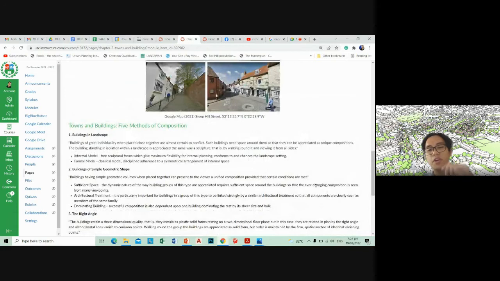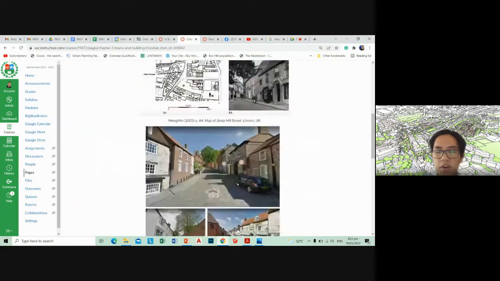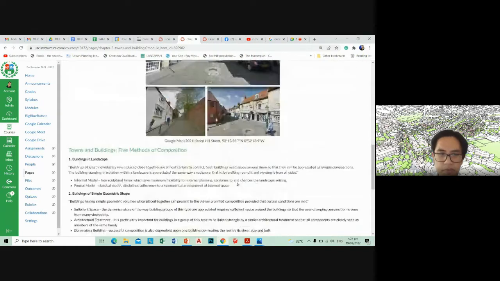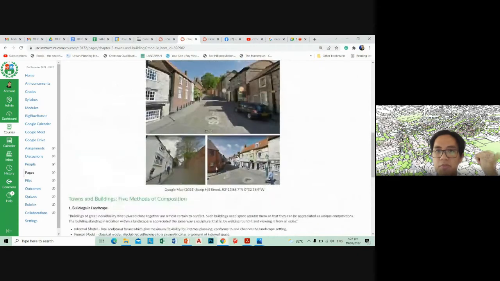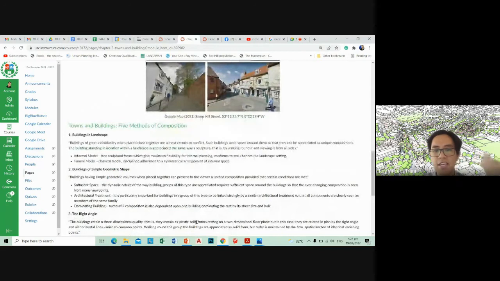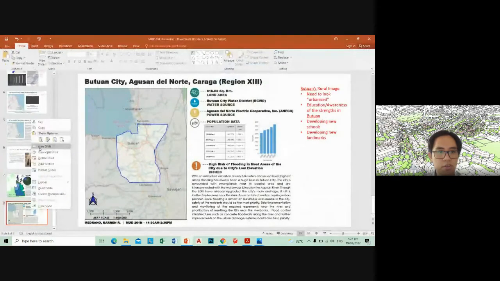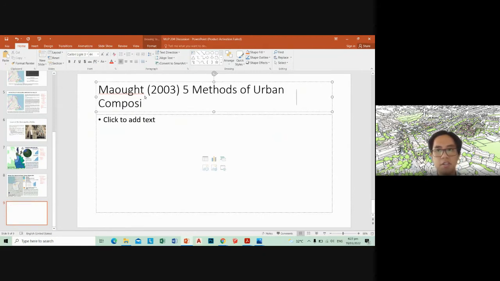So we were going from urban mobility to something more like urban aesthetics. What Moten describes as five methods of composition to create beautiful cities is, number one, buildings and landscape. Let me just write it down for you. New slide. Moten, 2003. Five methods of urban composition.